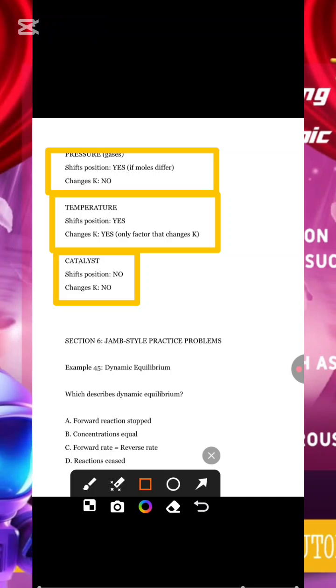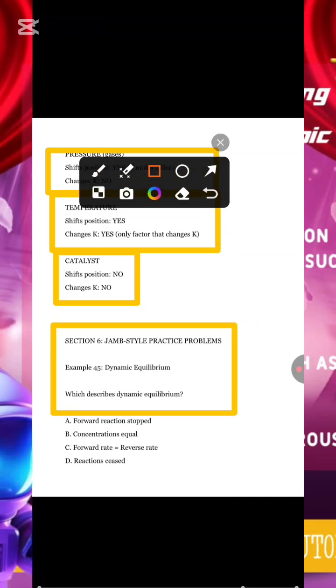All right, now let's look at this particular question.